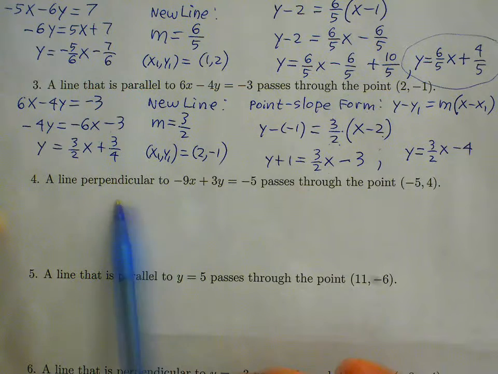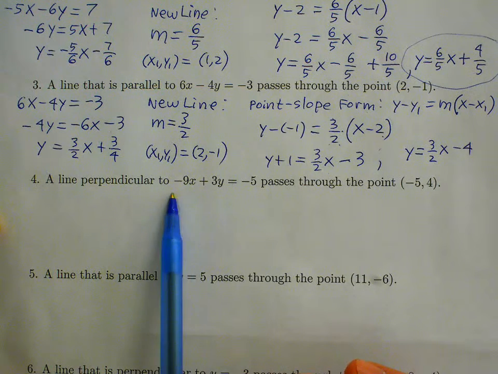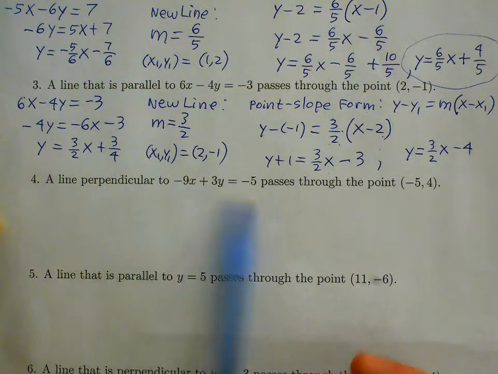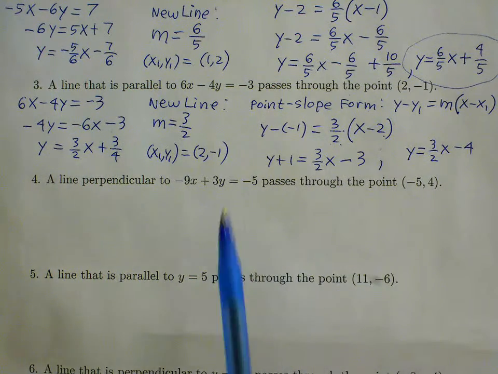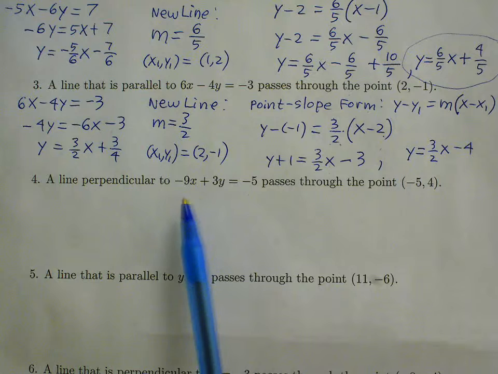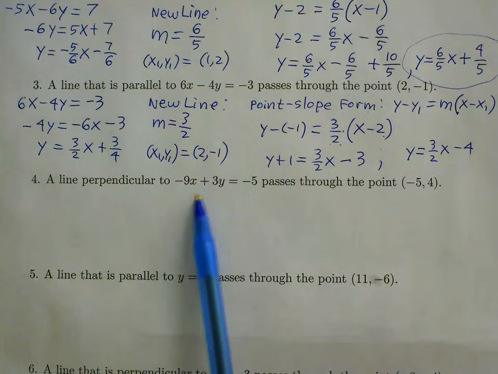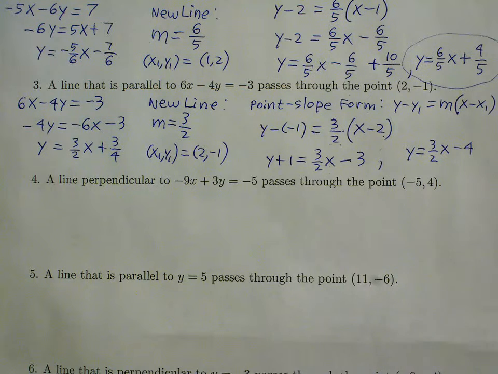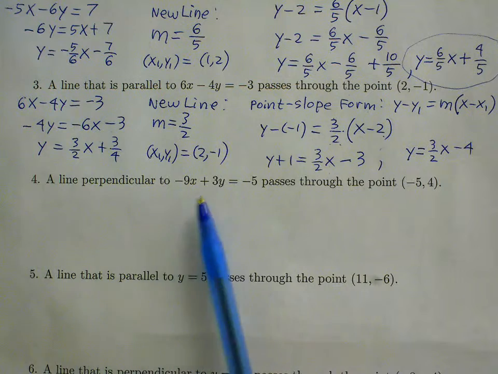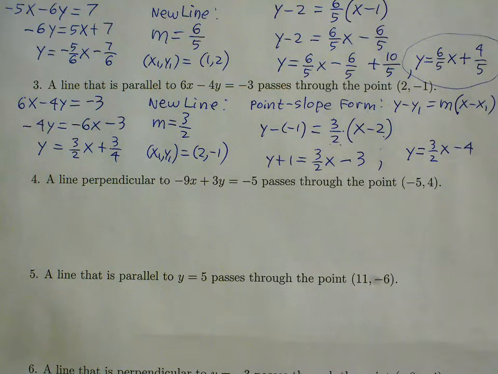Okay, the new line is perpendicular to this line, negative 9x plus 3y equals negative 5. So we need to find the slope of the given line, negative 9x plus 3y equals negative 5. And then we'll use the negative reciprocal of that slope for the slope of the line that's perpendicular to the given line.